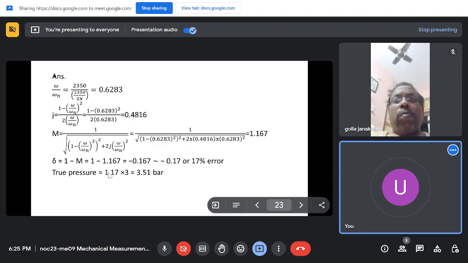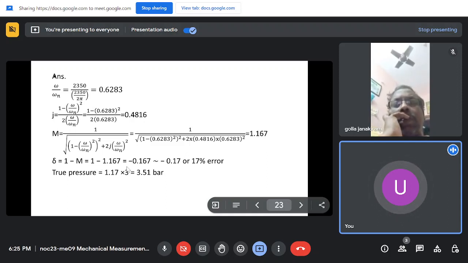So the error will be 1 minus the magnitude ratio, so 1 minus 1.16, so we have 16.7% or 17% error.